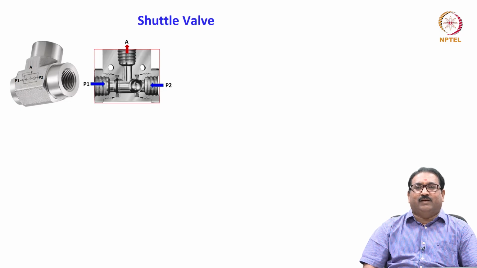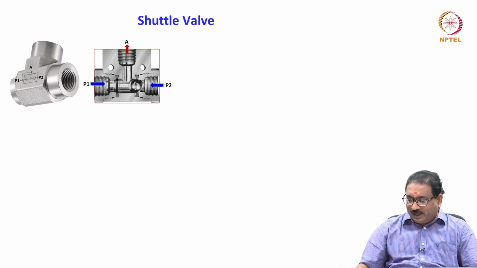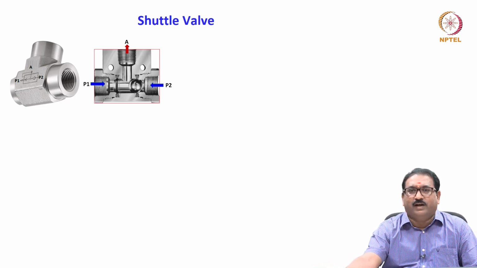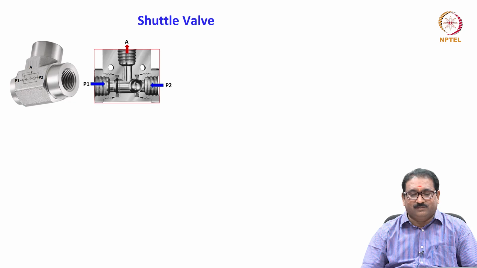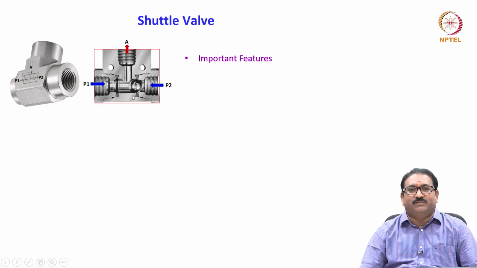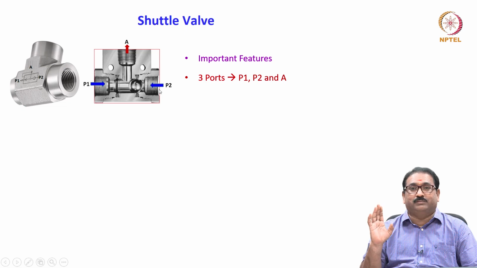Move on to the second category of DCV, shuttle valves. Can you please tell me what the important features are, friends, by seeing the diagram? What you have to see in any valve is how many ports are there and how many positions are possible. Here, the important features are 3 ports, correct? P1 port, P2 port and A port. But the function of P1 and P2 is the same; you can call them the pressure ports.